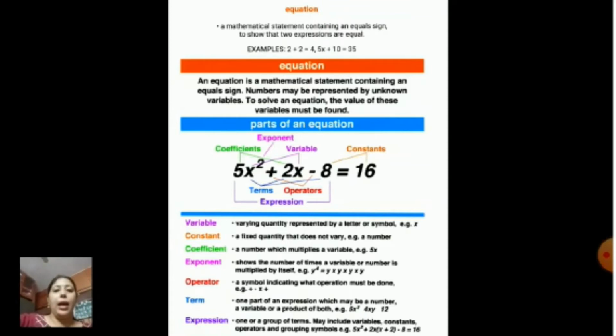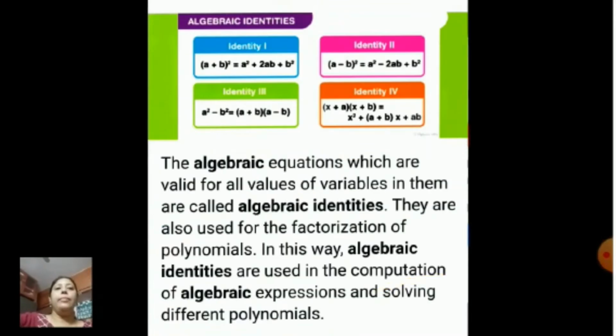And then after that you have algebraic identities that you have to continue in standard 8. After properly understanding equation and expression, you have to do algebraic identity. Now what is the difference between equation and identity?